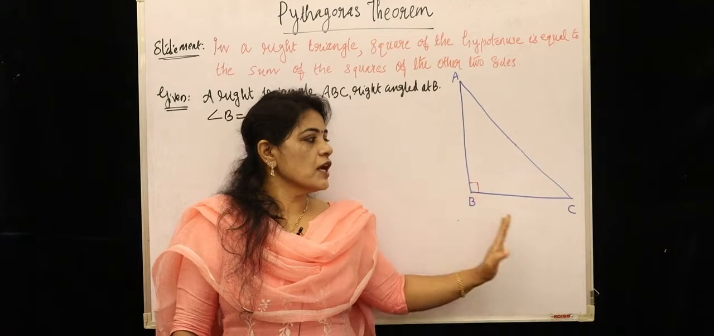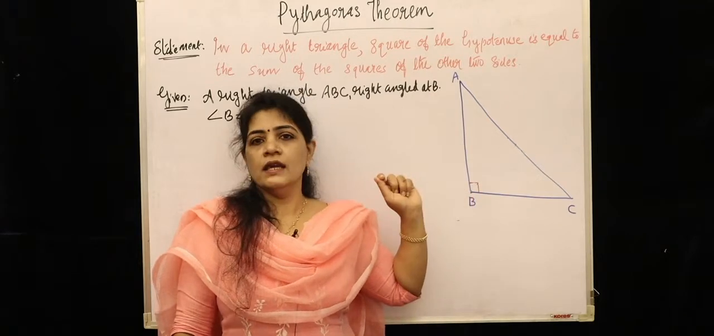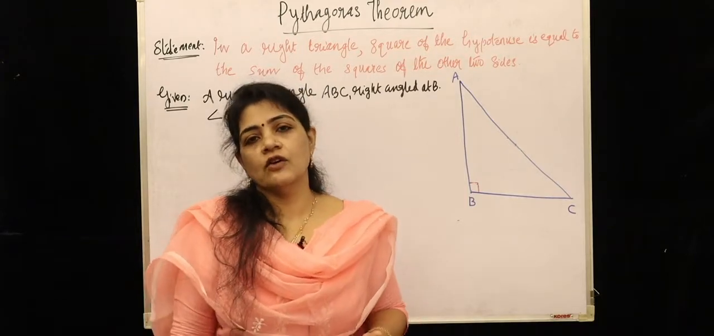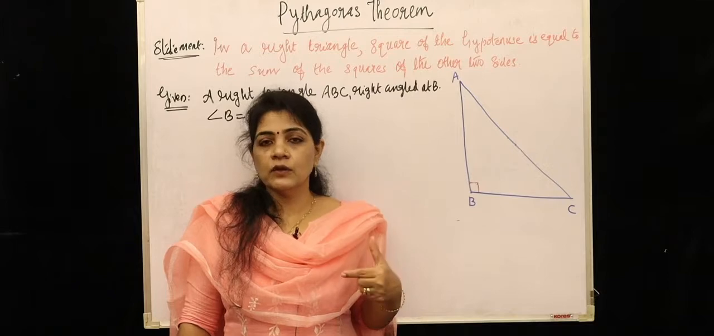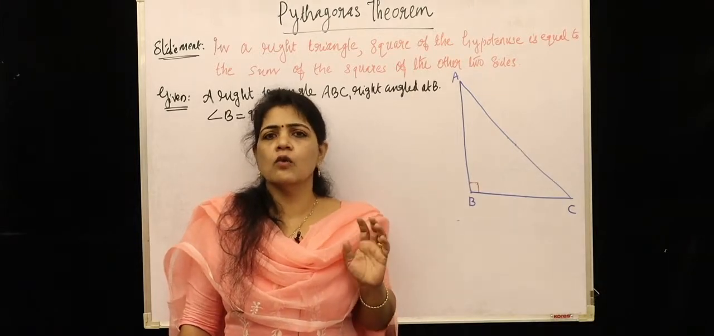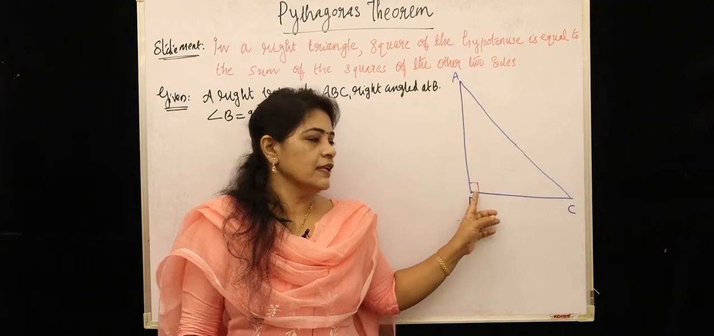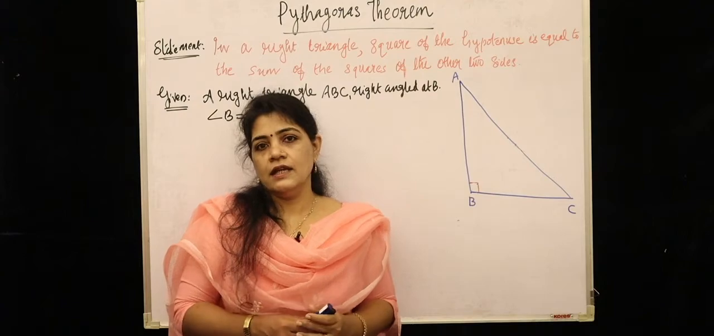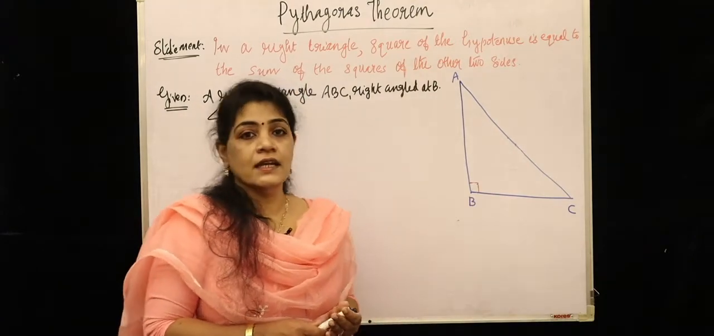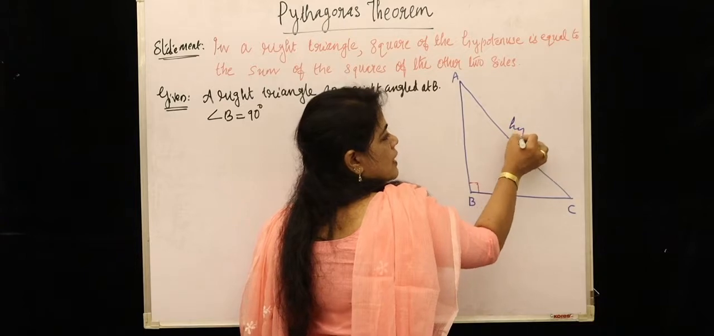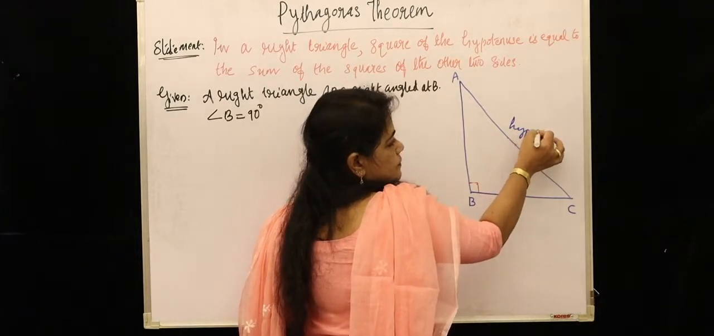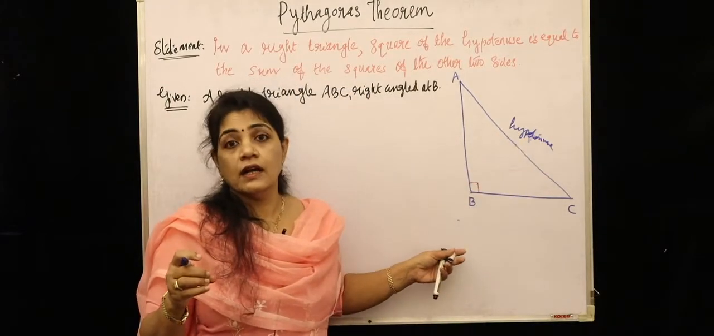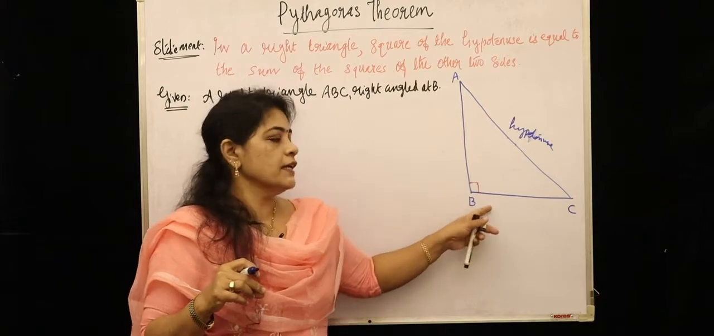So in a right triangle ABC, right angled at B, the first side we have to mark is the longest side of the right triangle. And we know that the longest side of a right triangle is always opposite to this 90 degree. Here in triangle ABC, AC is the longest side, and that longest side is the hypotenuse. The hypotenuse of the right triangle is the side opposite to the 90 degree.